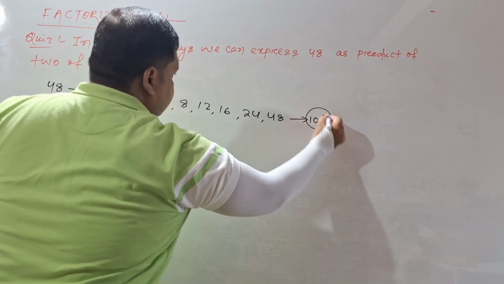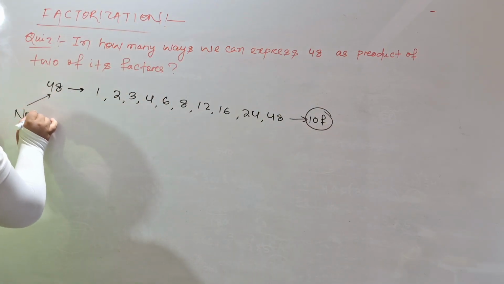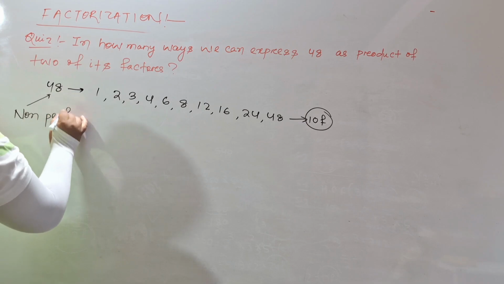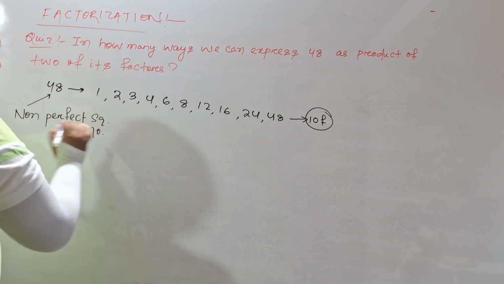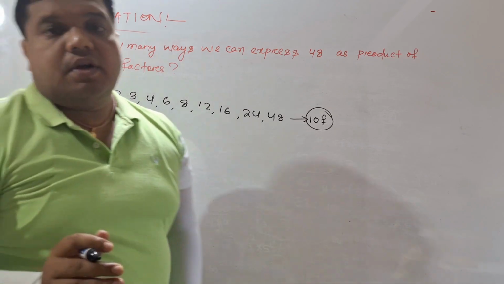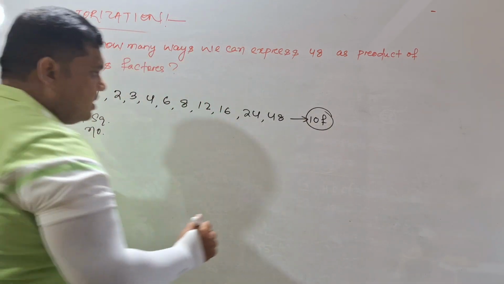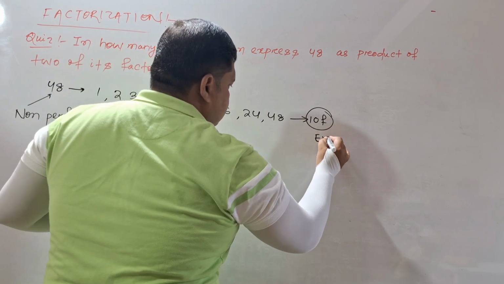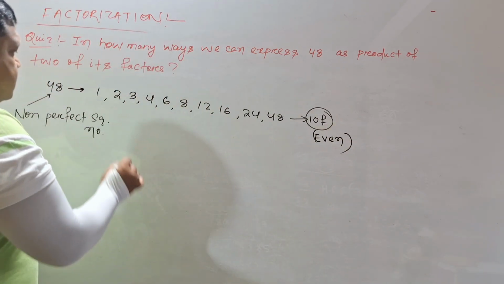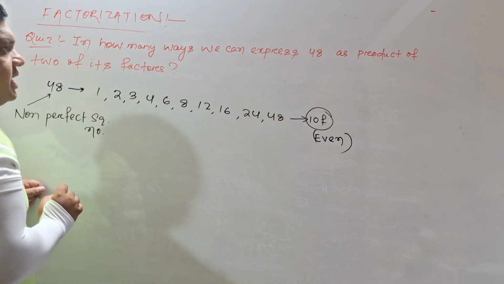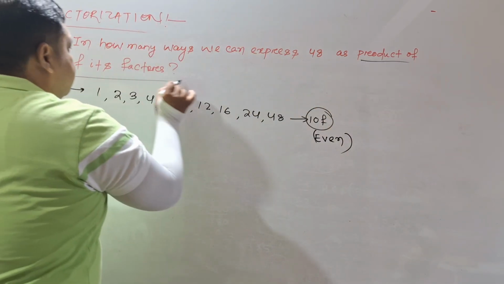10 factors are there. Is 48 a perfect square number or a non-perfect square number? It is a non-perfect square number. I already told you, for a perfect square number, the number of factors is always odd, and for a non-perfect square number, it is always even. So for even you don't have any issue. Why? Because we express 48 as a product of two of its factors.